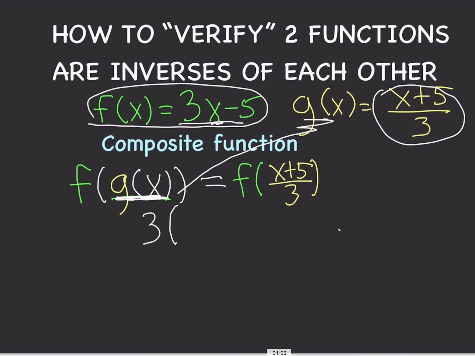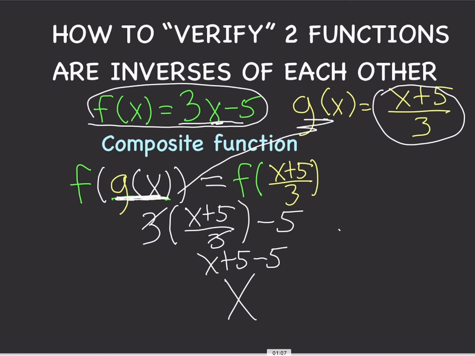So we'll write it as 3, because there was a 3 there. Then instead of writing the x, I have parentheses with that x plus 5 over 3 in it, and we'll write the minus 5 after that. When we simplify, the 3 cancels the 3 in the denominator, so you simply get x plus 5 minus 5. Notice how that simplifies to x. So yes, that means that they were inverses of each other.